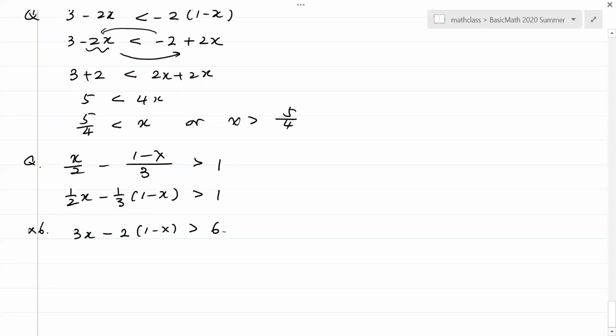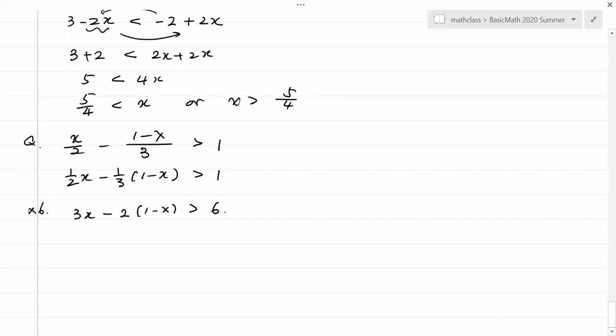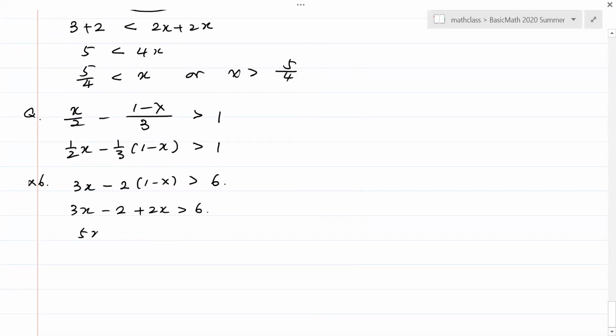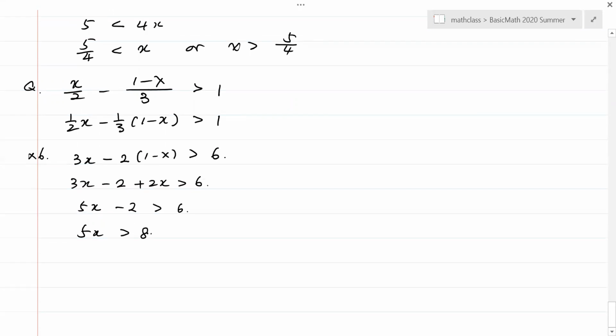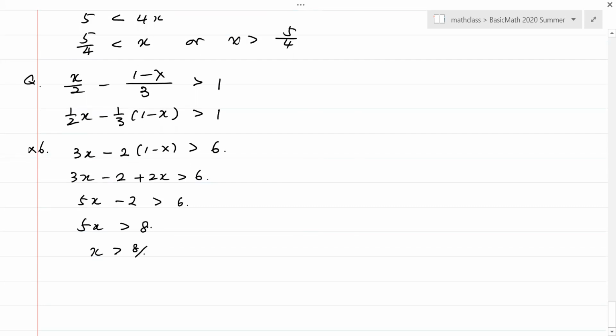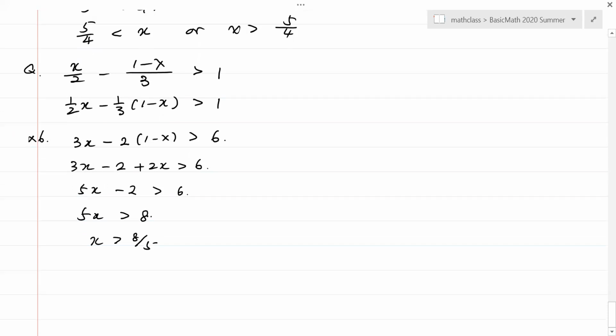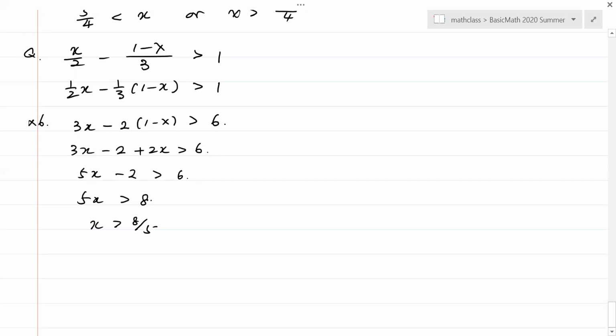Then the next step is to simplify this. Okay, then you get 3x minus 2 plus 2x greater than 6. What I got here is 5x minus 2 greater than 6. Right? Then you move negative 2 to the right-hand side, or you add 2 to both sides. 6 plus 2 is 8. Then finally, x is greater than 8 over 5. Okay.